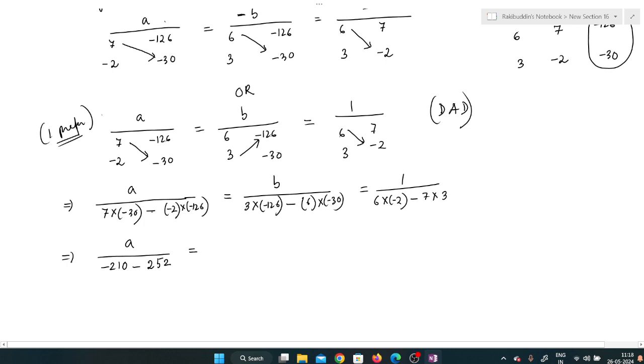Now B. If I go for B, 3 multiplied by 126. 3 6s are 18, 3 2s are 6, 7, and this 3, minus 378, and this will be plus 6 3s are 180.